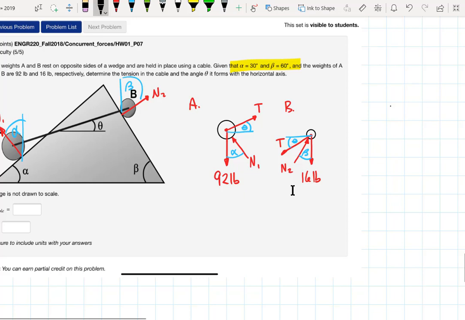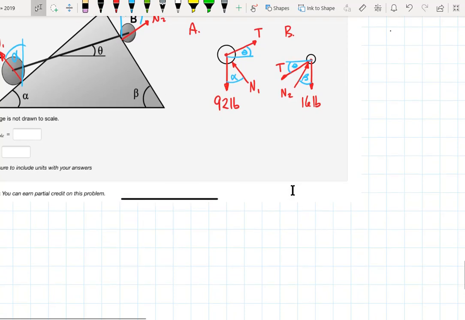All right, so what I would do next is write the x equation, so summation of forces in x, for part A. That would give me T times the cosine of theta. I don't know either of those numbers, so they're just variables. Minus N1, which I don't know, but I do know alpha. So minus N1 times the sine of alpha, which is 30 degrees. Those have to add to zero for the x components of weight A to be balanced. Otherwise, weight A is moving in the x direction, and they told me it wasn't, or I assume it wasn't.